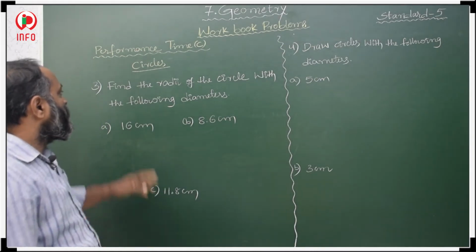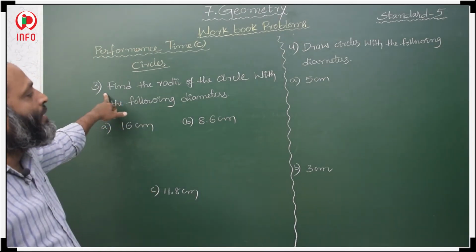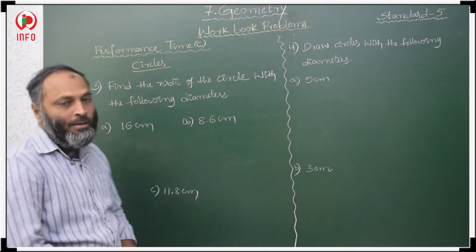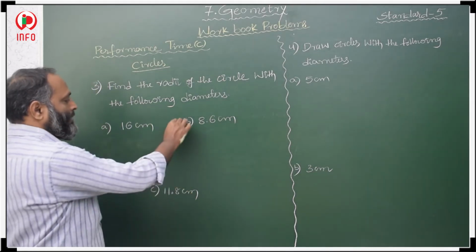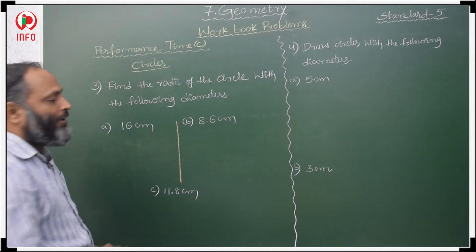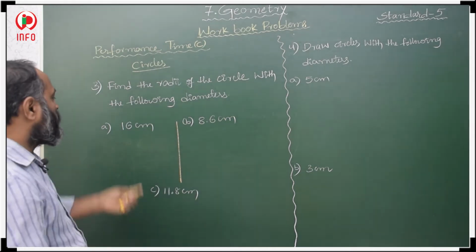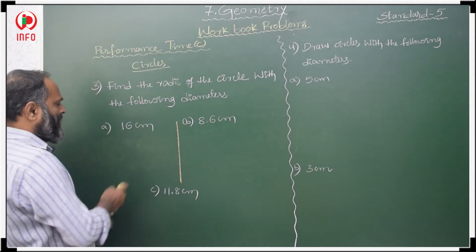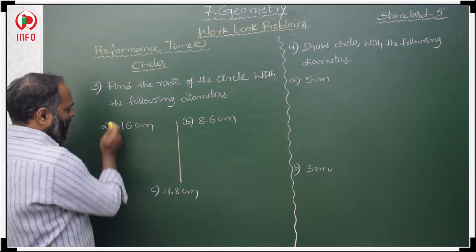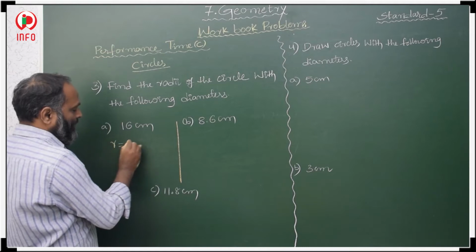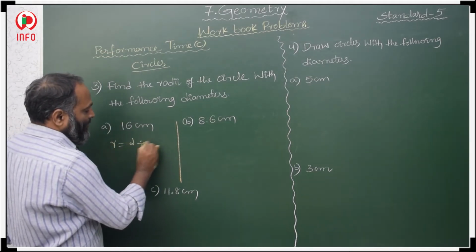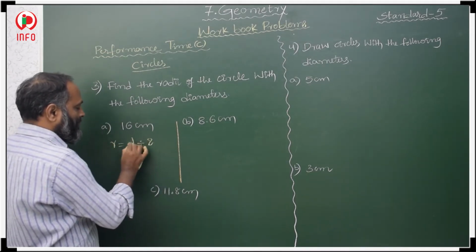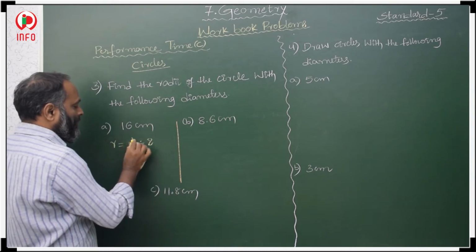Now the next concept: find the radii of a circle with the following diameters. Here the diameter's length is given, so we have to find the radius. What is the diameter here? 6 centimeters. Then how to find the radius? The radius is half of the diameter. If the diameter is divided by 2, then you will get the radius.